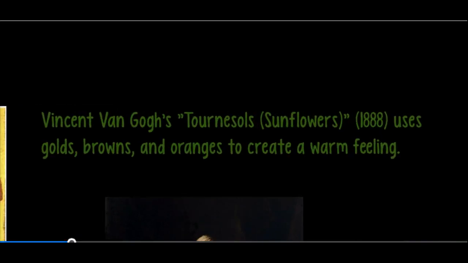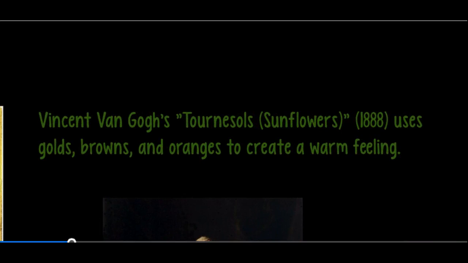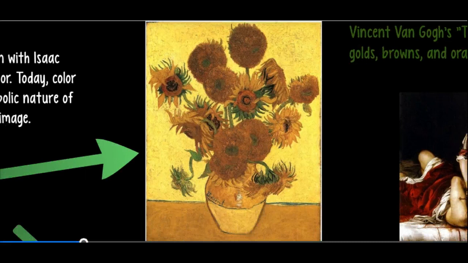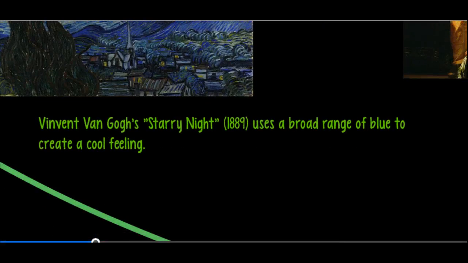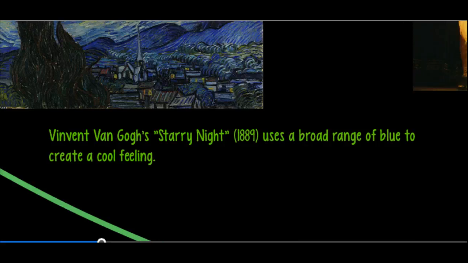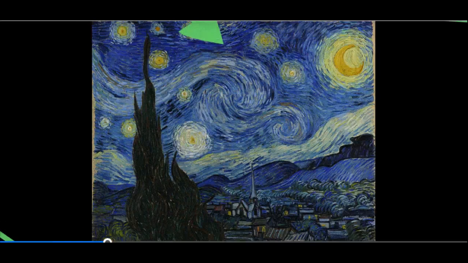For example, Vincent van Gogh's Sunflowers from 1888 uses golds and browns and oranges to create a warm feeling, pictured here. Van Gogh's Starry Night, 1889, uses a broad range of blues to create a cool, perhaps even a calm feeling, seen here.